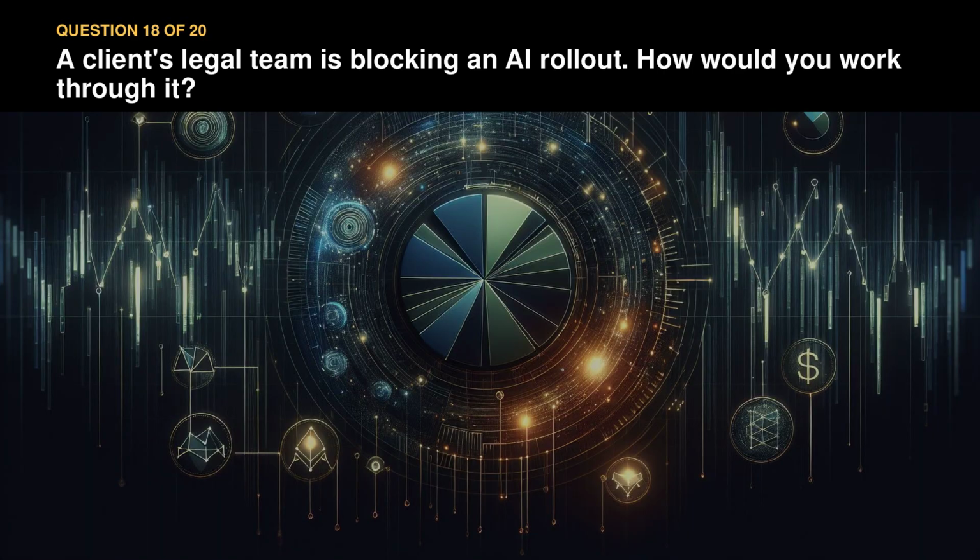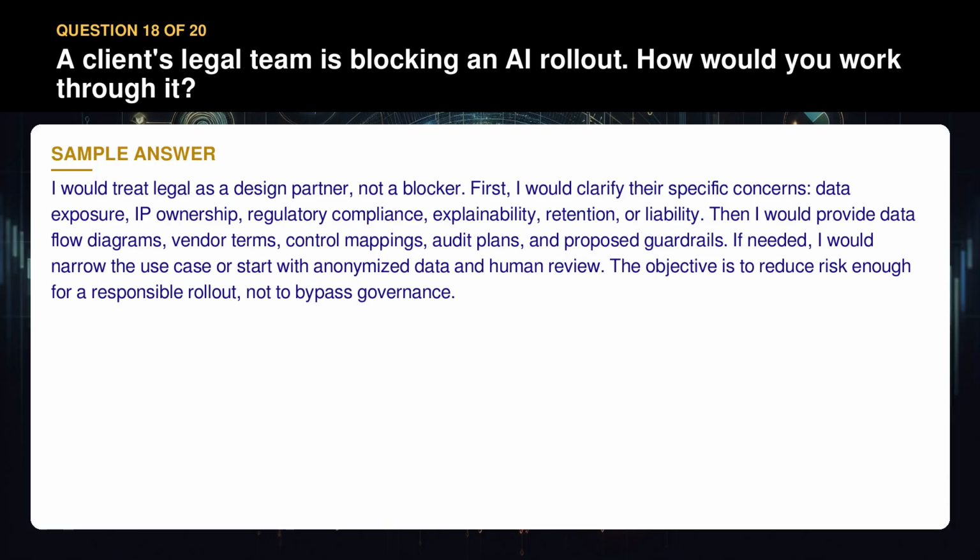Question 18. A client's legal team is blocking an AI rollout. How would you work through it? I would treat legal as a design partner, not a blocker. First, I would clarify their specific concerns: data exposure, IP ownership, regulatory compliance, explainability, retention, or liability. Then I would provide data flow diagrams, vendor terms, control mappings, audit plans, and proposed guardrails. If needed, I would narrow the use case or start with anonymized data and human review. The objective is to reduce risk enough for a responsible rollout, not to bypass governance.